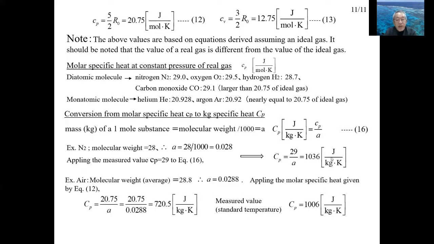As a second example, using the molecular weight of 28.8 for air, A is calculated as 0.0288. Calculating the kilogram-based specific heat using the ideal gas molar specific heat of 20.75 gives 720.5. The measured value of the kilogram-based specific heat of air is 1006. It's quite different from the value derived from the molar specific heat 20.75.